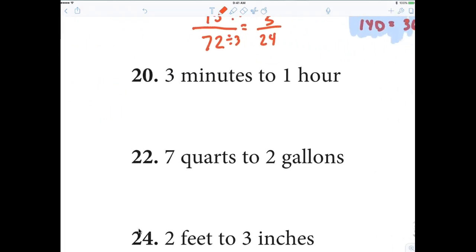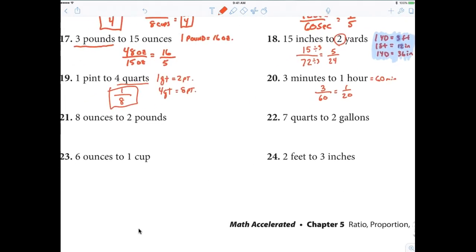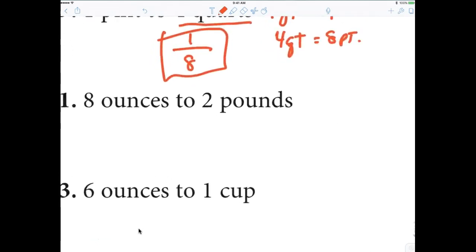All right, let's check out 20. Well, this one's kind of easy because you should know that 1 hour is what? 60 minutes. So then it would be 3 to 60, which is the same as 1 to 20. All right? Now let's take a look at ounces and pounds again.